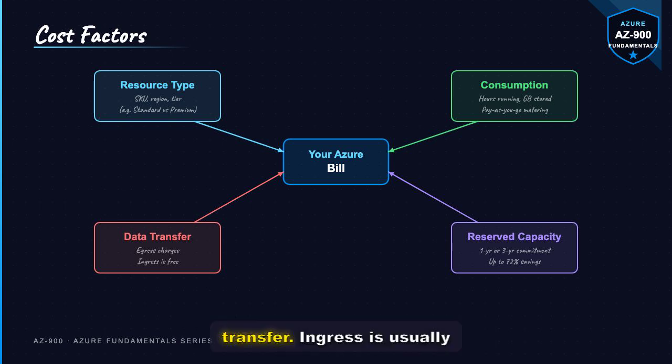Third, data transfer. Ingress is usually free, but egress costs money, especially across regions. Fourth, reserved capacity. Commit to 1 or 3 years upfront, and Azure gives you discounts of up to 72%. Your architecture decisions are your biggest cost lever.